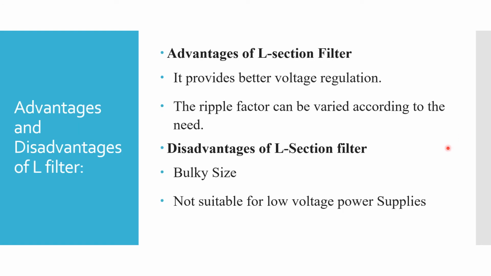These are some of the advantages and disadvantages of L section filters or L filters. It provides better voltage regulation. The ripple factor can be varied according to the need. And the disadvantages of L filters are that its size is bulky and it is not suitable for low voltage power supplies.